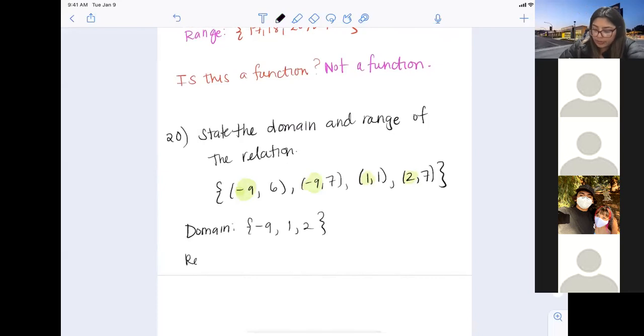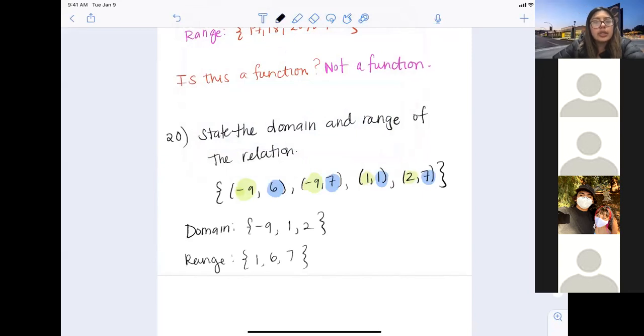The range is your y values. So 6, 7, 1, and 7. Write them in order, please. So 1, 6, and 7. That is your range.